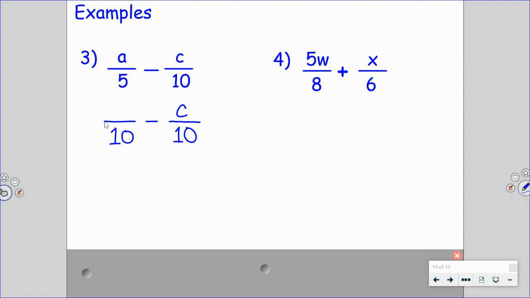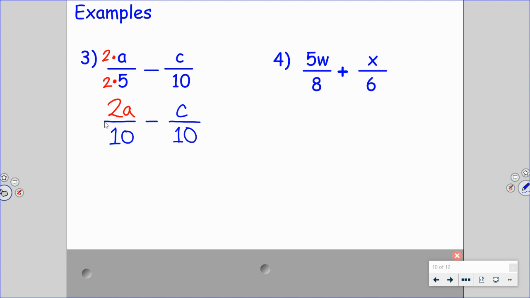C over 10 does not need to change, but the first fraction will. In fact, while 2 times 5 is 10, we need to be fair to the numerator. So, I know I'm repeating myself here, but as we've talked over and over again, a over 5 is the same as 2a over 10. That's the same quantity, it's just cut up into different size slices or represented in another way.